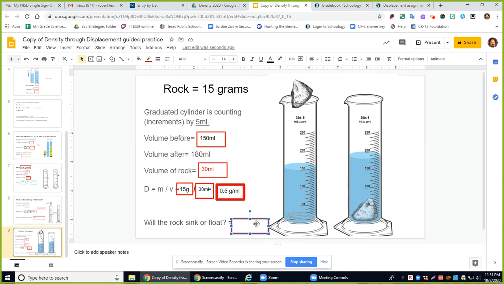I had a student last period say, well, but look at the picture. Well, let's not look at the picture. Let's look at the math. The math tells you it's going to float. So it will float.